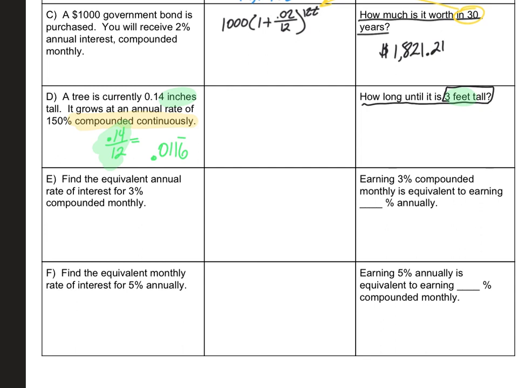So we're going to go to the starting amount. Well, the starting amount is the 0.14 inches, but divided by 12 because we're trying to figure out the feet. We can leave it that way as a starting amount as well. Since this is compounded continuously, we will use the e. Our rate in this case is higher than 100%, so it's going to be 1.5.